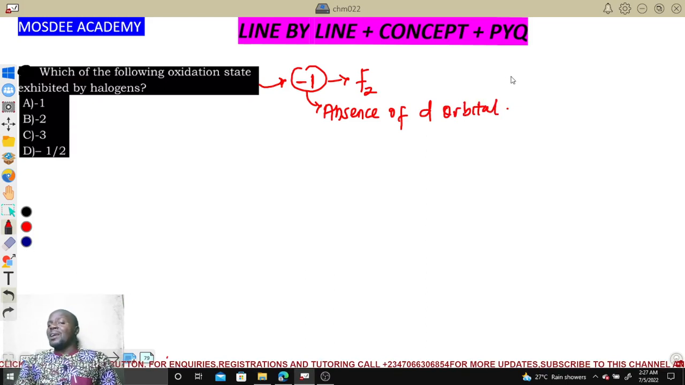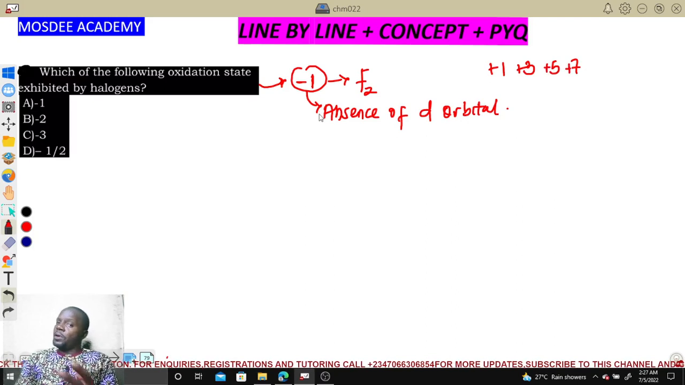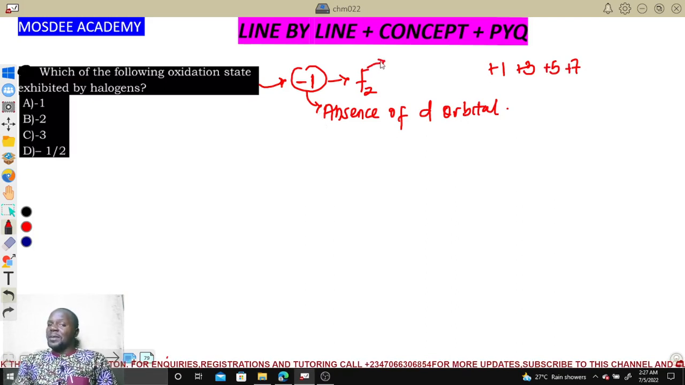Whereas other halogens can exist in what? They can have +1, +3, +5, and +7. So you can also keep this in mind because they have d orbitals. Fluorine doesn't have d orbitals, and this is even attributed to the anomalous behavior of fluorine. Write it down, it is a good point. Anomalous behavior of fluorine.